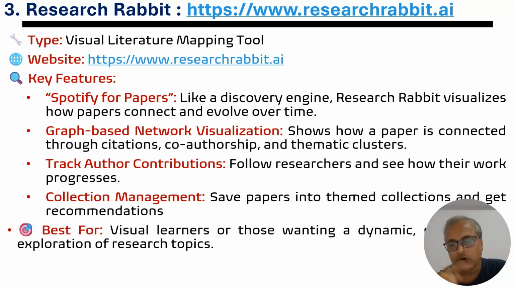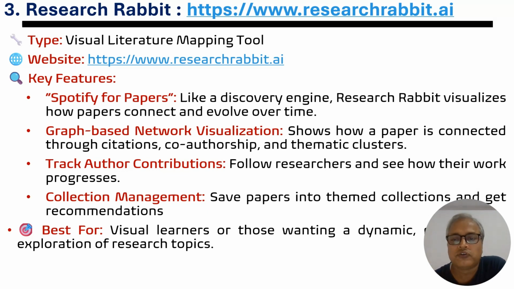So depending on the author, how authors are connected, how papers are related to each other. It is graph-based network visualizations. I will show you the graphs also. So how papers are connected through the citations, co-authorship, or the thematic clusters. So you don't have to segregate papers into the different clusters. Automatically it will do it.